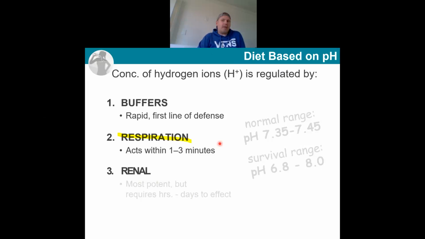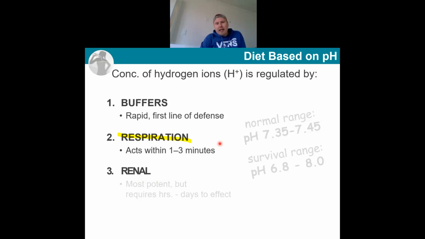Respiration is also kind of not as fast, but still acting within the minutes, in terms of managing and regulating the body pH. So there is a center at the brainstem for breathing regulation, and if there is a change in hydrogen concentration, we can adjust the rate and depth of breathing to be able to deal with that.